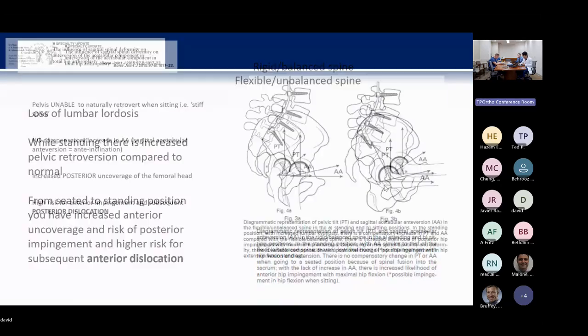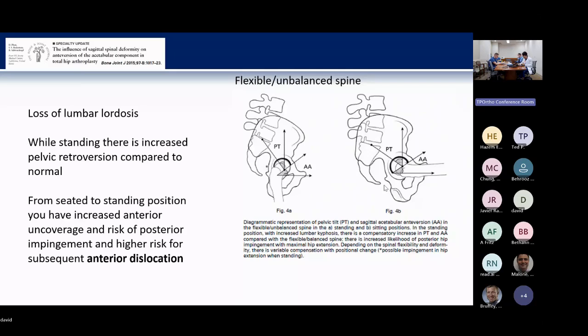In the situation with flat back, where they may still have a little bit of flexibility, when you're standing, there's still some increased anterior uncoverage, which may cause posterior impingement and anterior dislocation, theoretically. I think that's less seen clinically.